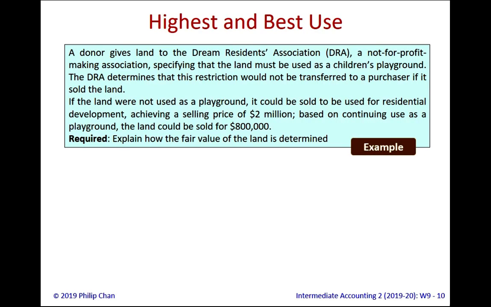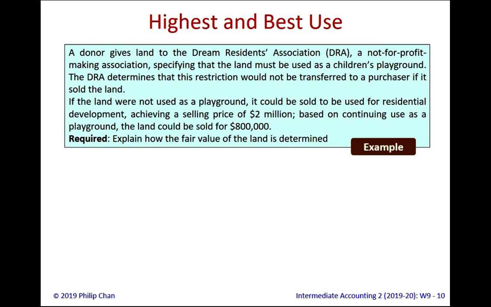A donor gives land to Dream Residents Association, DRA, a non-profit making company, specifying that the land must be used as a children's playground. The DRA determines that this restriction would not be transferred to a purchaser if it sold the land. So if the land were not used as a playground, it could be sold to be used for residential development, achieving a selling price of 2 million.